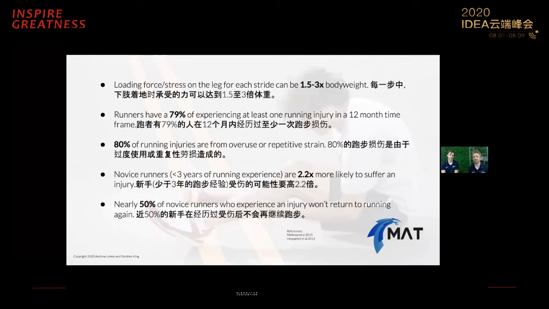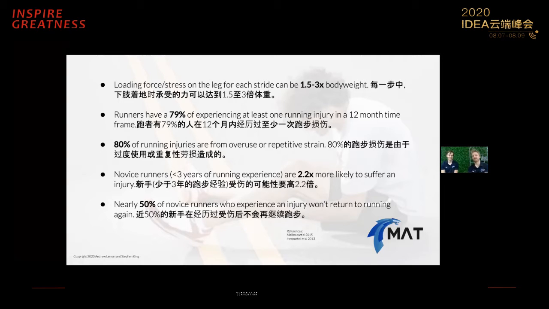The reason why a lot of running injuries occur, Stephen, is often because of some of these points. We know that running can be a very high impact exercise, right? Yes, there's a lot of force that goes through the lower leg when you're running. 1.5 to 3 times body weight goes through the leg each step when you run.